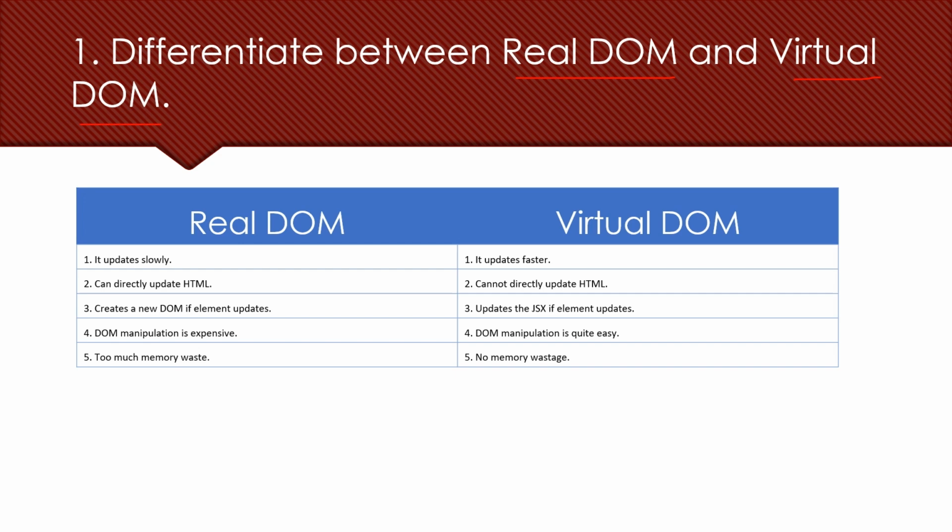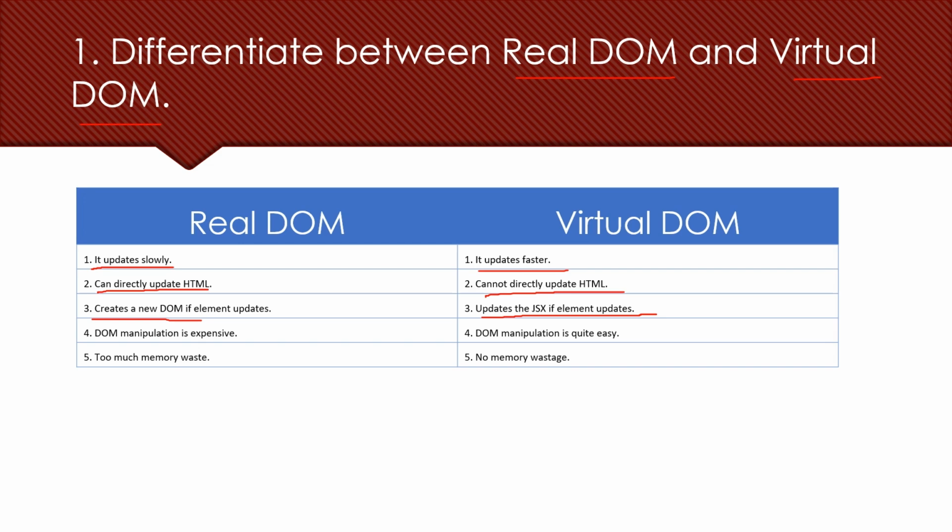So here we can identify five main differences between real DOM and a virtual DOM. The first one is real DOM updates slowly while virtual DOM updates faster. This can be directly updated by HTML while the virtual DOM cannot directly update it by HTML. Real DOM creates new DOM if element updates, right? While the virtual DOM updates the JSX if element updates. So virtual DOM will update the JSX if there is a change in the element.